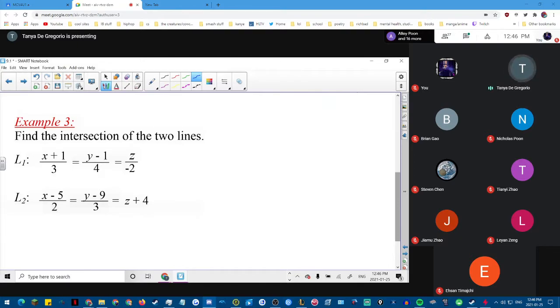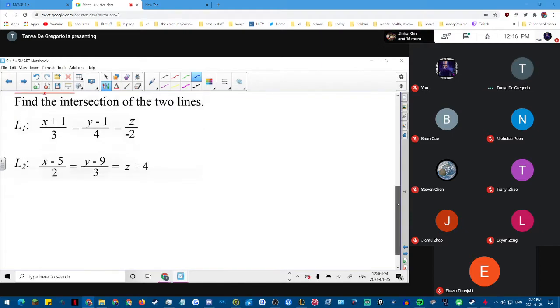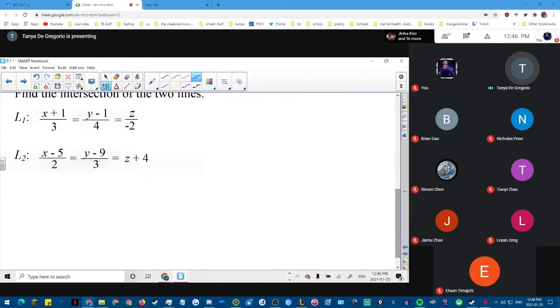All right, so example 3: find the intersection of 2 lines, given both of these lines in symmetric form. What should we do? What do you guys think? Put them in parametrics. Okay, put them in parametrics, because then we have an x, a y, and a z. Remember, guys, we're always trying to find a point of intersection. So we're trying to find an x, a y, and a z that's the same. So we're going to put them into parametrics.